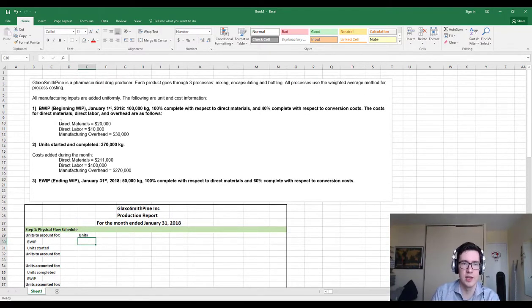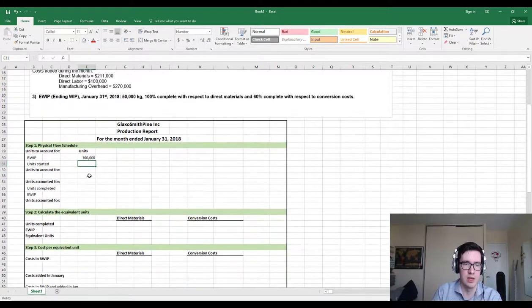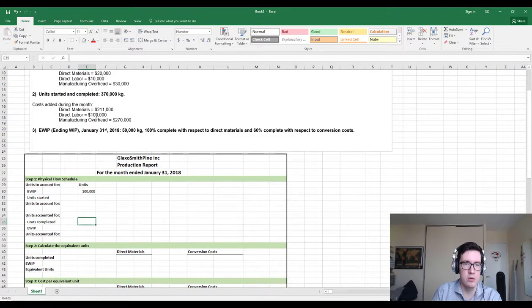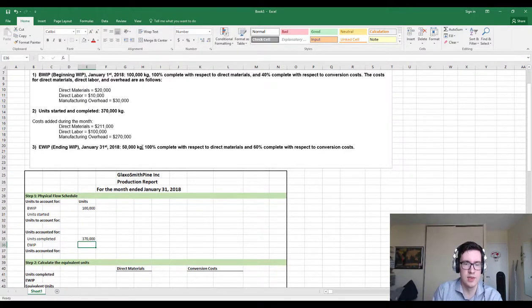So beginning work in process, the amount of inventory is 100,000 kilograms. The units started, well, we don't have that, so we're going to leave that blank for now. The units completed will be 370,000 kilograms, and the ending work in process is 50,000 kilograms. And then once again, we're finding the sum of both of these. And the units that we should be accounting for in our process for this production report will be 420,000 kilograms of unit. So that's how much we should have started with.